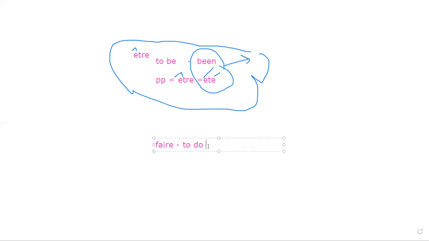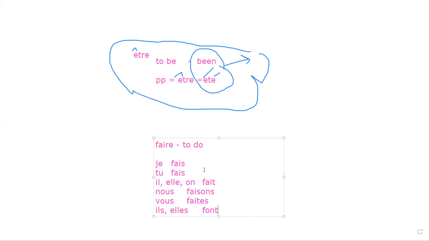The moment I conjugate the faire verb, that is, je fais. Répétez après moi. Tu fais. Je fais, tu fais, il elle fait, nous faisons, vous faites, ils elles font. C'est clair. Tell me yes or no. Now, répétez après moi, faire is my verb to do. The moment I conjugate faire: je fais, tu fais, il elle fait, nous faisons, vous faites, ils elles font. C'est clair. Tell me yes or no.